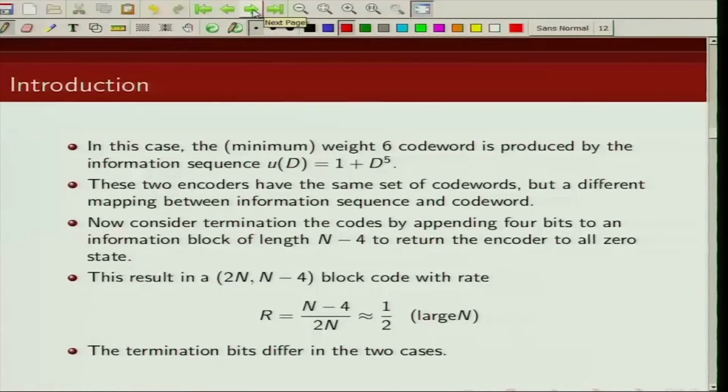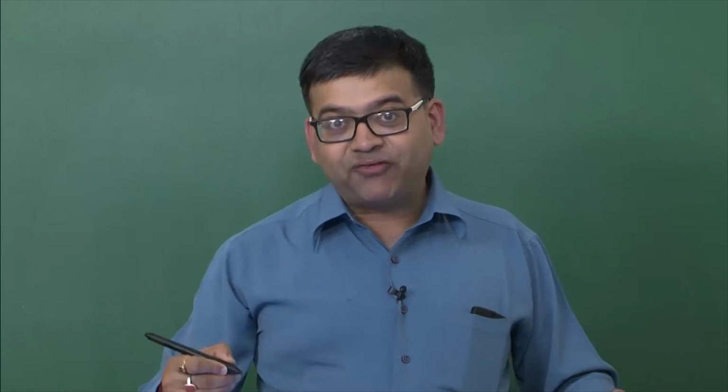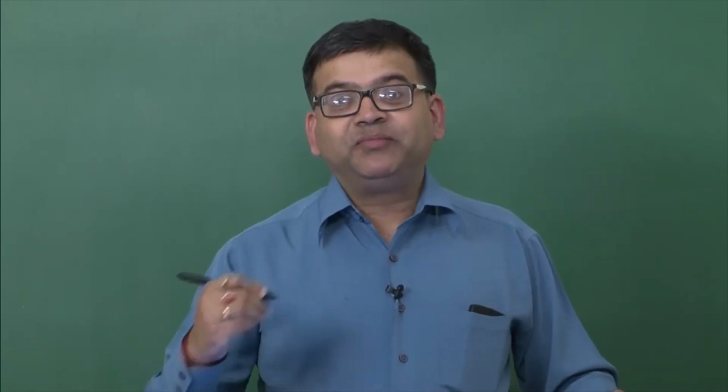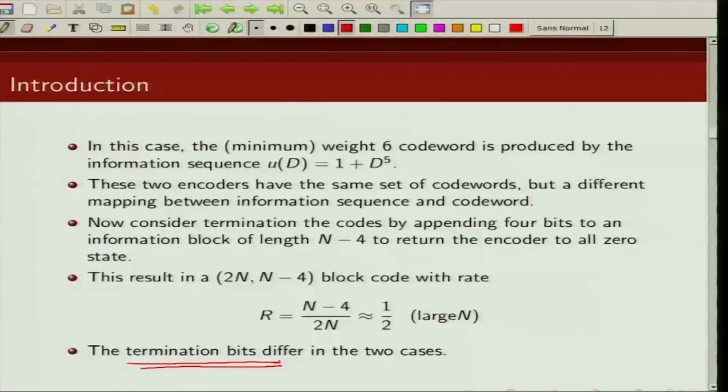Now please note that the termination bits depend on the type of the encoder that we are using. So the termination bits that we will use for the feedback encoders are different from the termination bits that we will be using for a feed forward encoder.